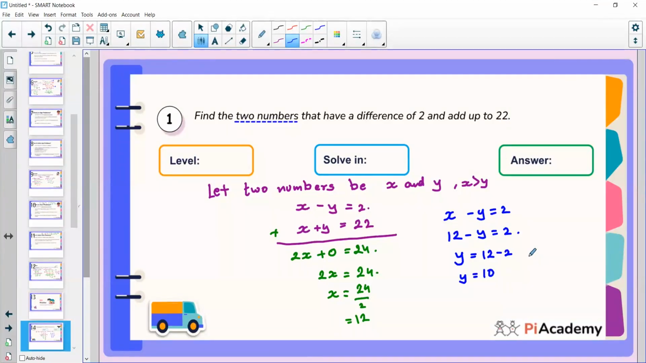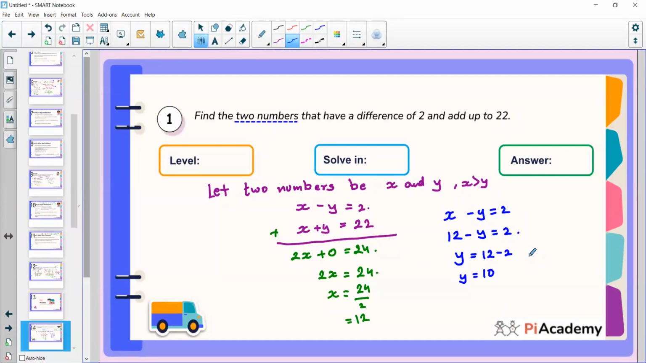Okay. So in this question, we wrote down the simultaneous equations by assigning variables to the two numbers, and then we just solved them by eliminating one variable. Okay. Now this is the basic process. This is going to stay the same throughout.